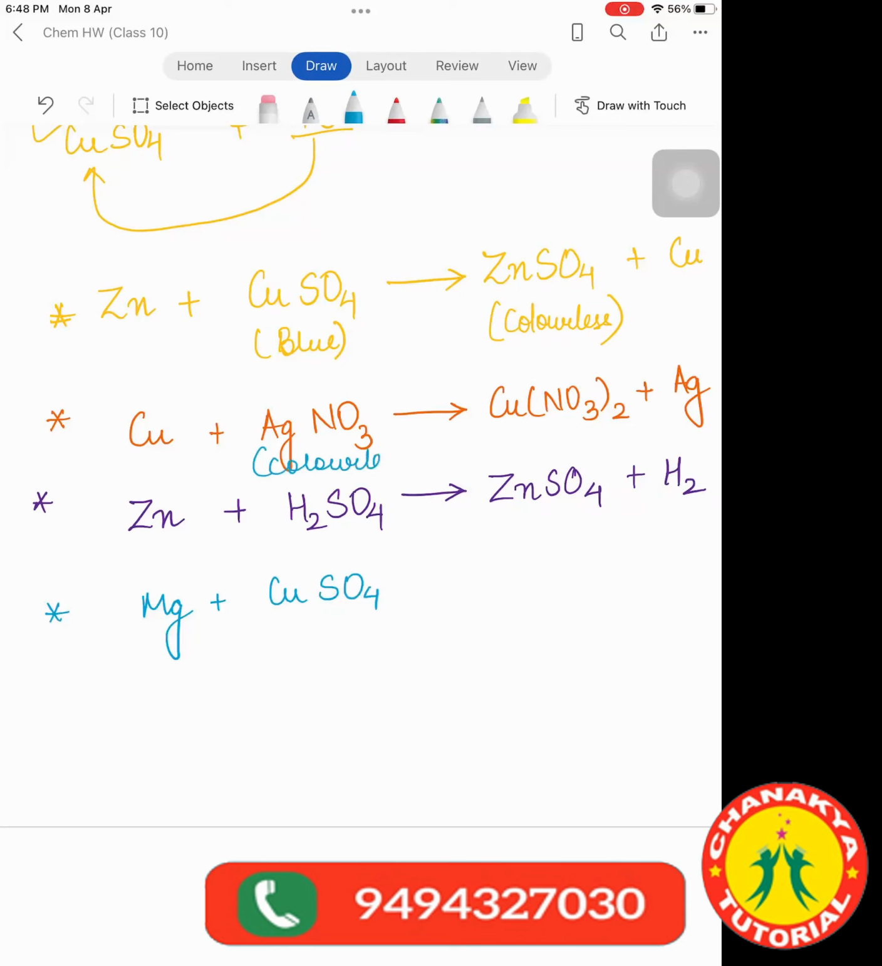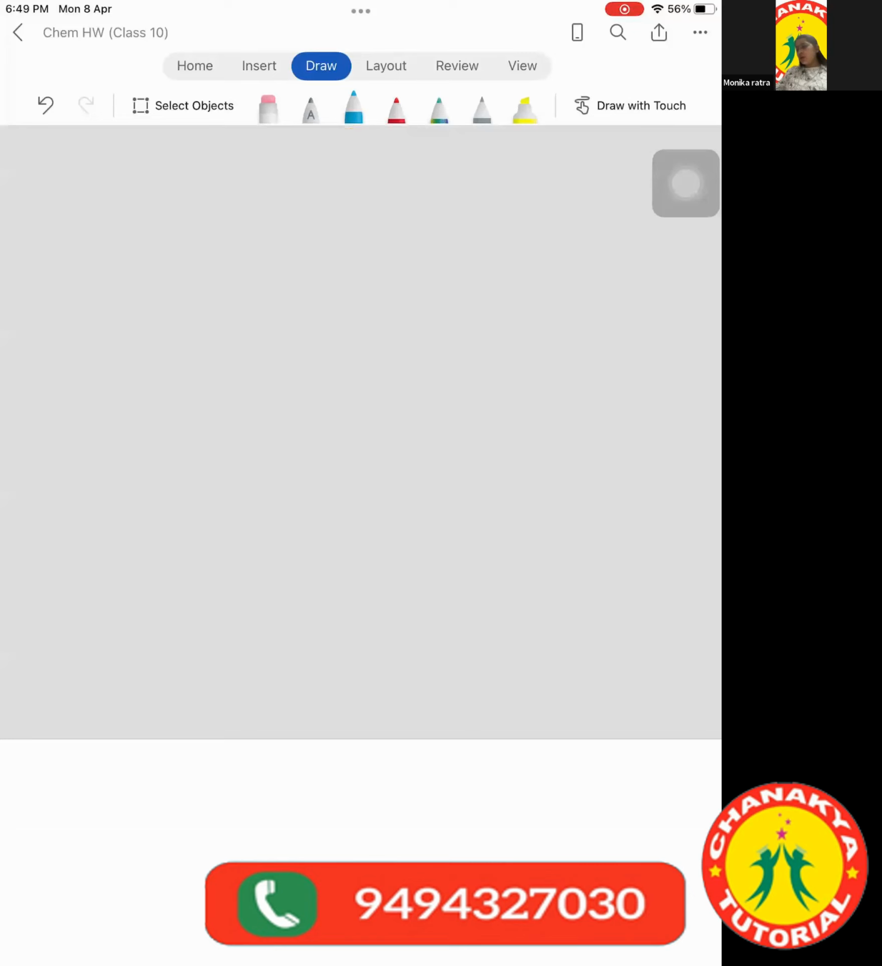No, ma'am. Think once again. No, ma'am. Meher, what do you think? Will this reaction take place? Yes, ma'am. MgSO4 plus Cu. Good. This reaction will take place. Why will this reaction take place? Because magnesium, we have to check for the metal. Magnesium is much more reactive than copper. So this reaction is going to take place.